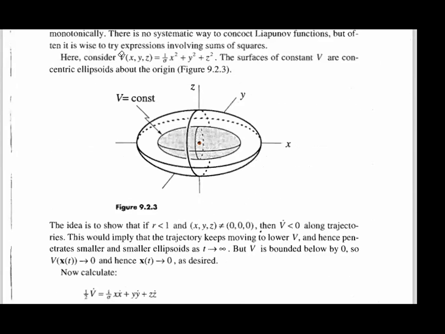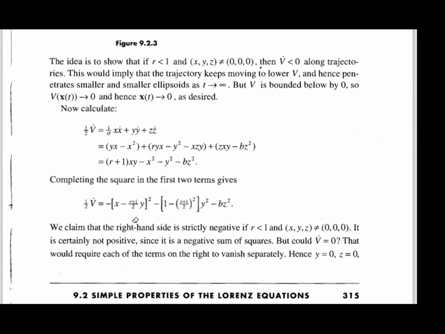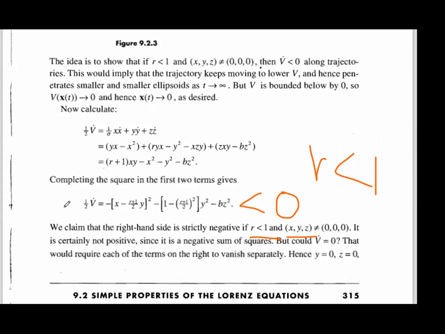So let's differentiate that function with respect to time. You can rearrange the equation, completing squares. This is the variation of that function. You will see that this is negative except at the origin. When r is less than 1 and the coordinate is not equal to (0, 0, 0), this is strictly negative.